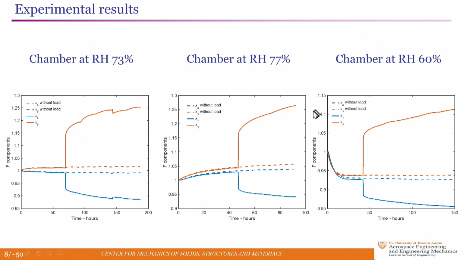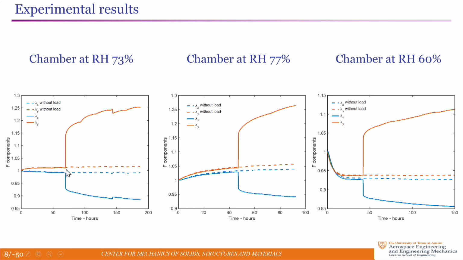So some results from this experiment. The first one is at a relative humidity of 73% in the chamber. We have two sets of results. The dashed lines correspond to the witness specimen that is subjected only to the hydrothermal environment. So at 73% relative humidity, the specimen doesn't really swell. It doesn't elongate. It doesn't widen. It just maintains its total. You can think of this as the stretch lambda y. It doesn't change much from 1.